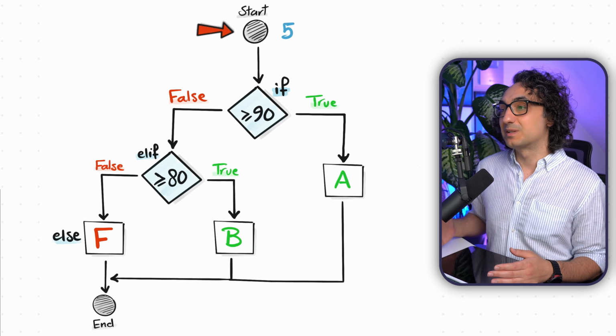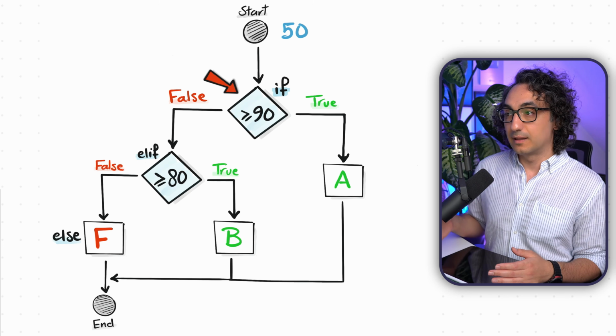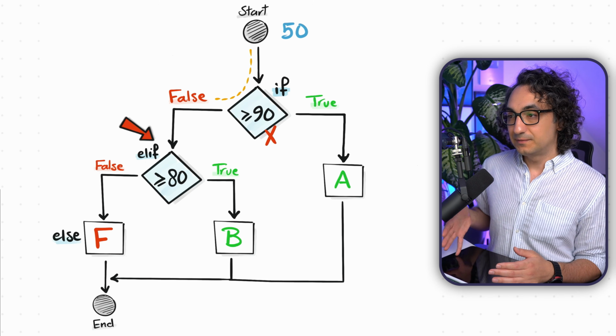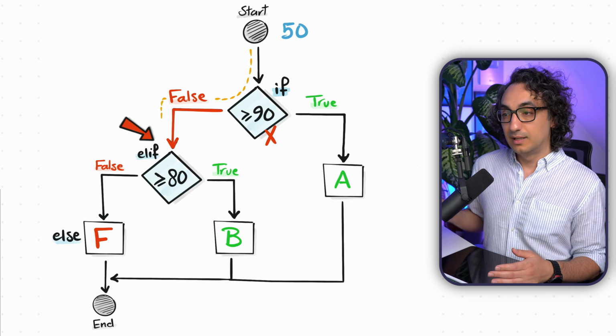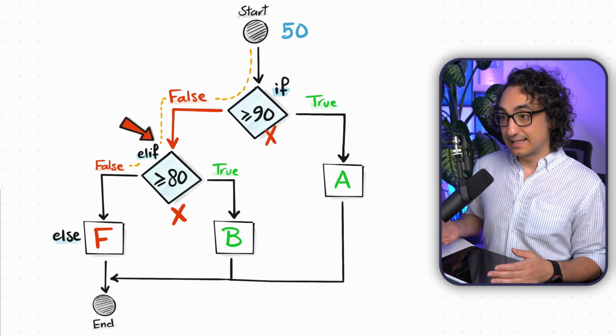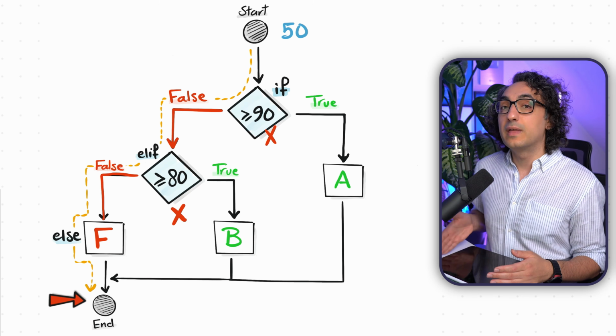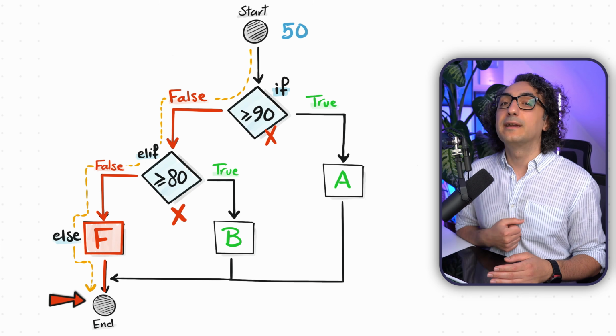Now let's have another score, the 50. So it's going to fail the first question because it is less than 90. So we go to the left and now we ask the second question. Well, it's going to fail as well. It is less than 80. That's why Python is going to go to the false path and execute the else. So our student is going to get F at the end.